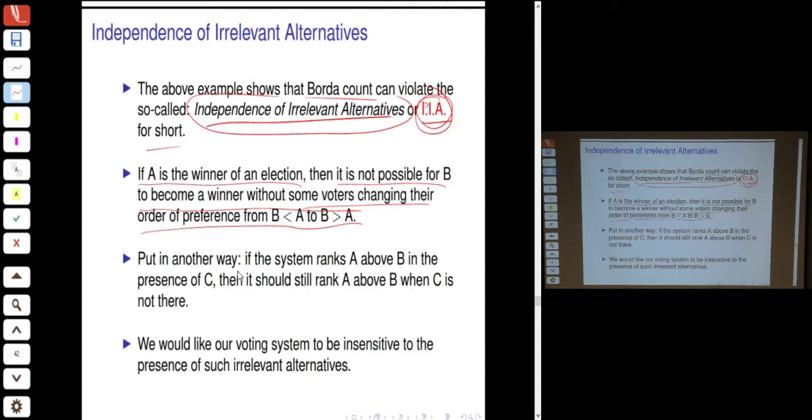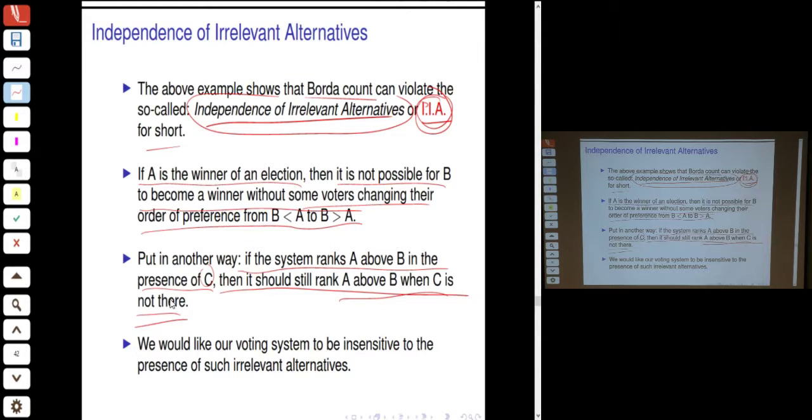So put in another way, if the system ranks A above B in the presence of C, it should still rank A above B when C is not there. Okay? So that's another way of putting it. So here C is the irrelevant alternative, and if the system ranks A above B in the presence of C, then the presence of C should not matter. So even if C is not present, A should be better than B.